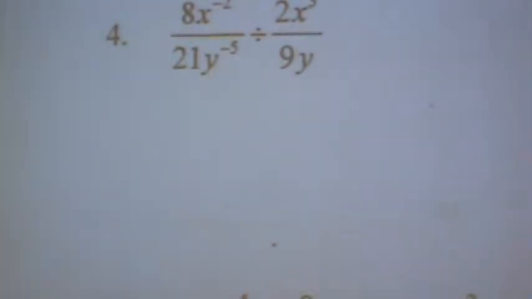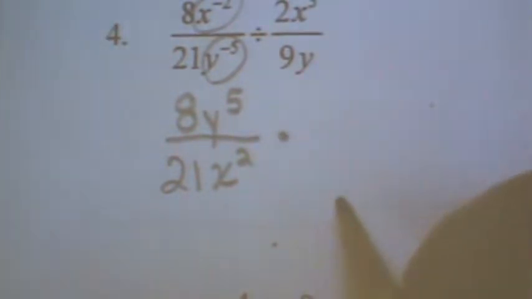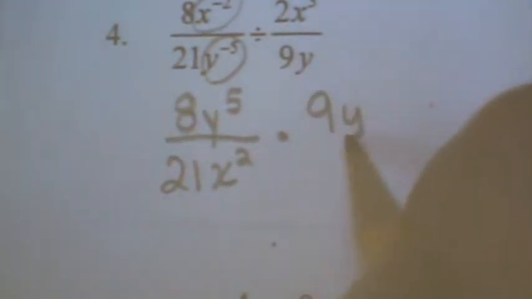Okay, number 4. Look at it carefully. What do you see? What's the first thing that you see that you don't like? Negatives. Where are the negative exponents? You have to flip. Only here and here. So how do we rewrite this problem? 8y to the 5th, good job, over 21x squared. And since we don't have to state the restrictions, let's just flip and multiply.